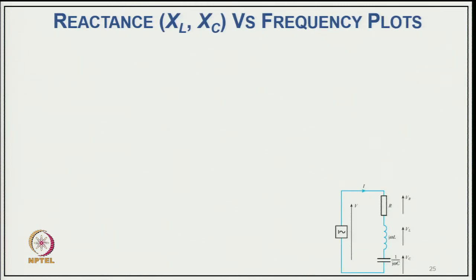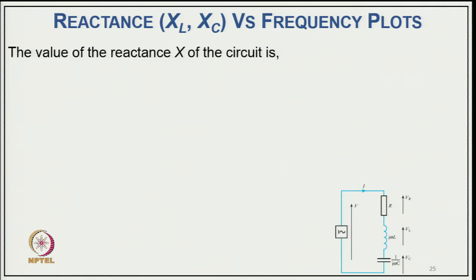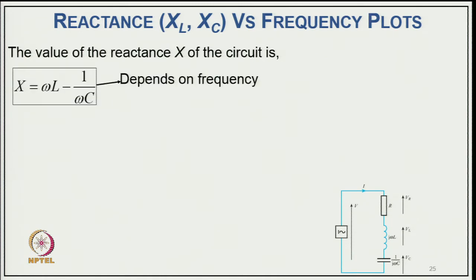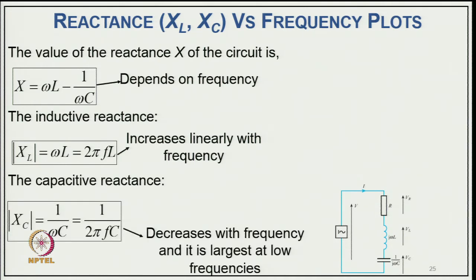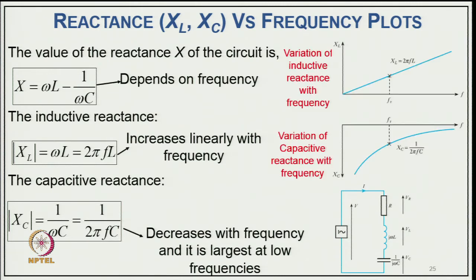Now the reactances X L and X C versus frequency plot of this circuit. The value of the reactance of the circuit is X equals omega L minus 1 upon omega C, which depends on the frequency, because both reactances are functions of frequency. The inductive reactance X L equals omega L equals 2 pi f L, which increases linearly with frequency, and the capacitive reactance X C equals 1 upon omega C, that is 1 upon 2 pi f C, which decreases with frequency and is largest at the lowest frequency.